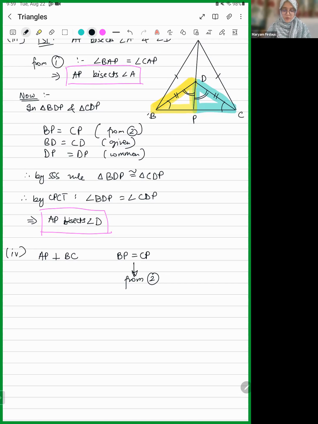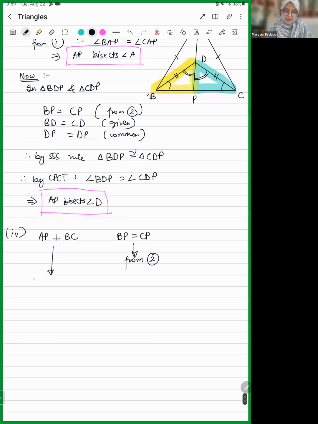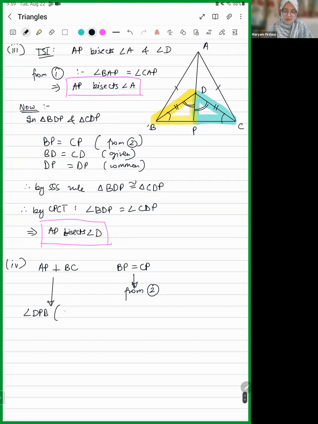BP is equal to CP. So we don't need to show this again. We have to now talk about this part. AP is perpendicular to BC, meaning that angle DPB or angle APB, whatever you want to call it, because it's the same thing, angle APB equals 90 degrees.